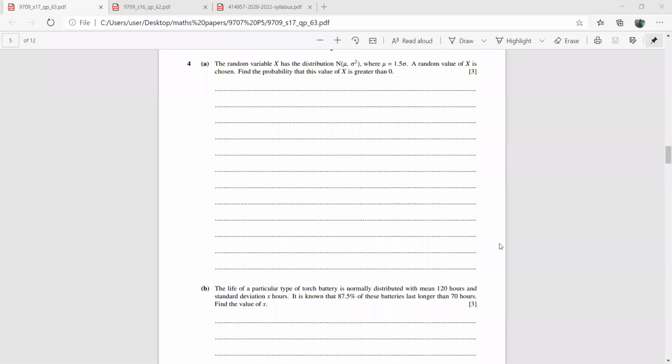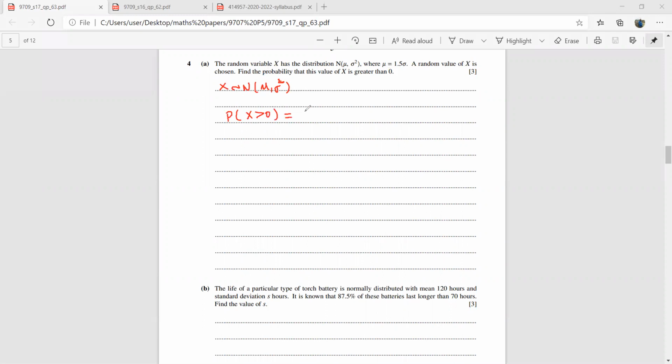Okay, we have here the random variable x, which is normally distributed. We can write it as x is normally distributed with this mu, which is standard notation, and it says mu is 1.5 times sigma. A random value of x is chosen. Find the probability that this value of x is greater than 0. So we have to find the probability that x is greater than 0.